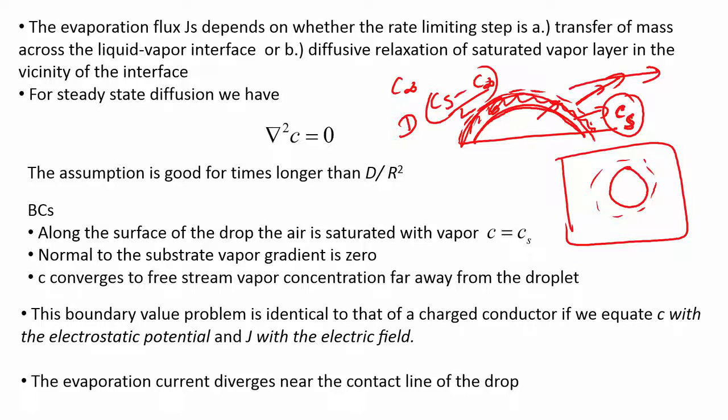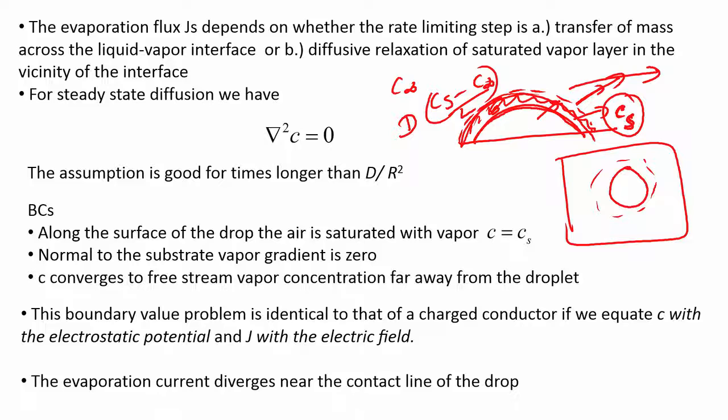So that is one of the rate limiting steps. In most cases, the diffusive relaxation is the rate limiting step. You want the saturated vapor layer situated around the vicinity of the droplet surface to relax out, that means to diffuse out, so that you can evaporate more.